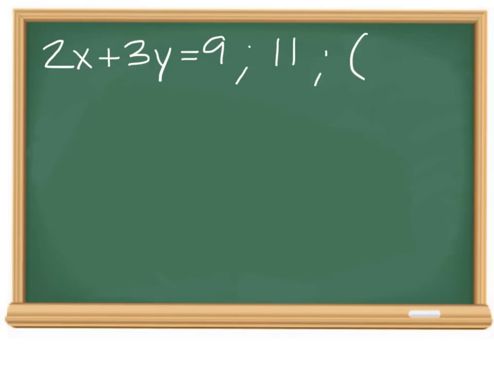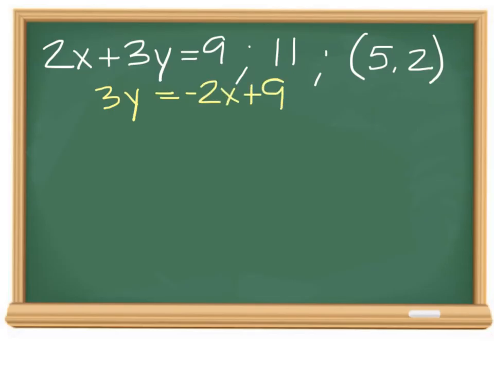Example 2, this one is 2x plus 3y equals 9. We need the equation of the line that is parallel to this line and passes through 5, 2. Your first step is to change this equation into slope-intercept form. So get the y by itself by moving the x to the right, changing the sign, and then divide everything by what is with the y. So you get a negative 2/3 x plus 3.